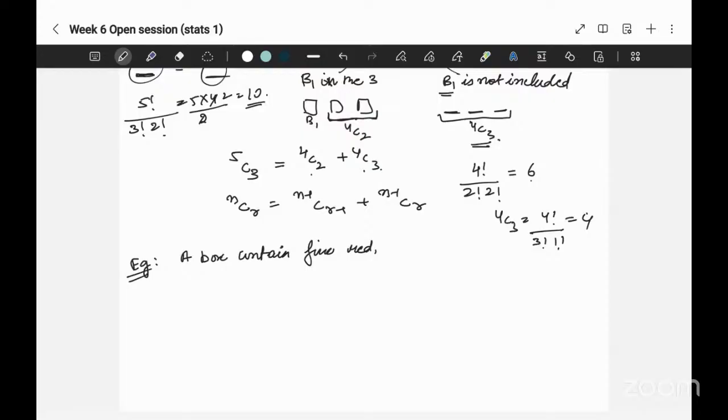A box contains 5 red balls. We have 4 white balls. Then we have 2 blue balls. Now we are selecting 3 balls at random. You guys have to tell me the answer. Find the number of ways by which you can select balls of different colors.